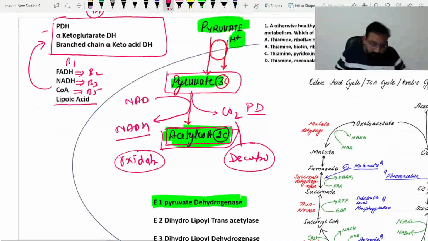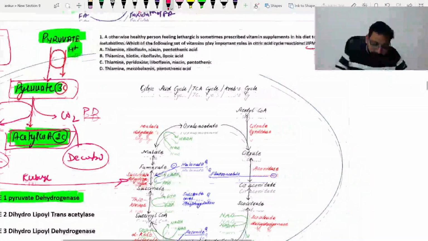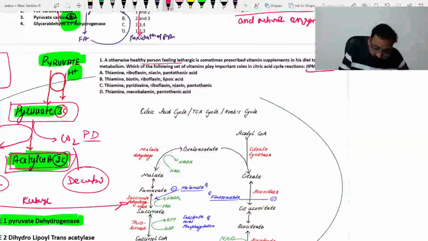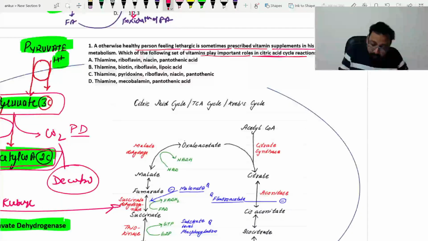Yes, and these are also cofactors for the Krebs cycle. A recently asked JIPMER question: an otherwise healthy patient, lethargic, was prescribed a vitamin supplement in the diet to boost energy metabolism, which plays an important role in the citric acid cycle. Yes, citric acid cycle.